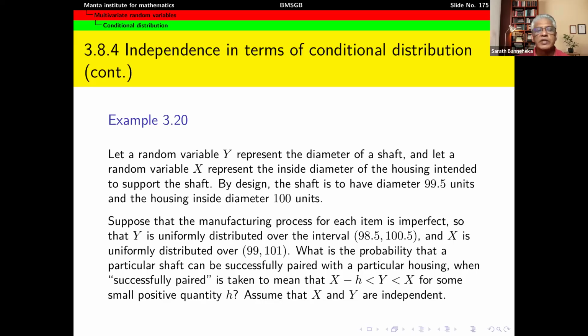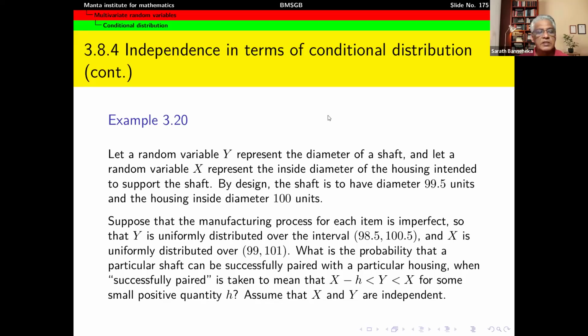Let a random variable y represent the diameter of a shaft, and let a random variable x represent the inside diameter of the housing intended to support the shaft. By design, the shaft is to have diameter 99.5 units and housing inside diameter 100 units. Suppose that the manufacturing process for each item is imperfect, so that y is uniformly distributed over the interval 98.5 to 100.5, and x is uniformly distributed over the 99 to 101 interval.